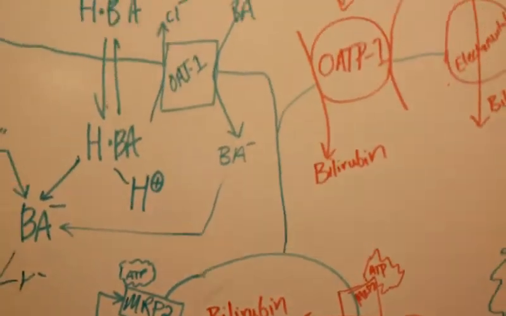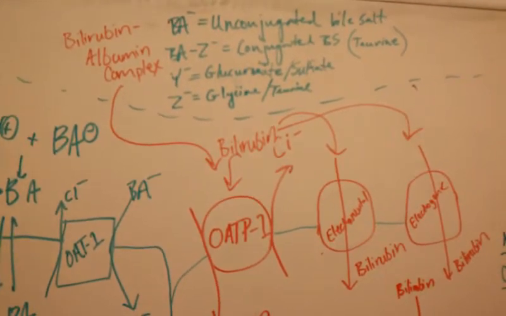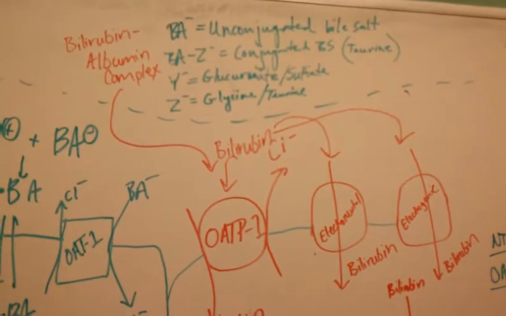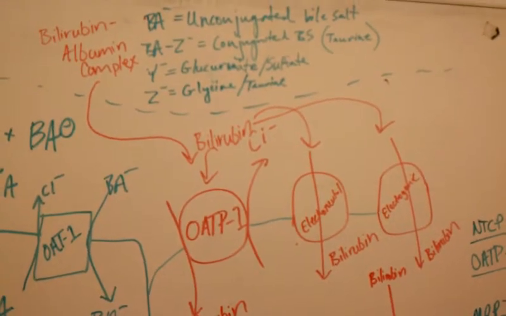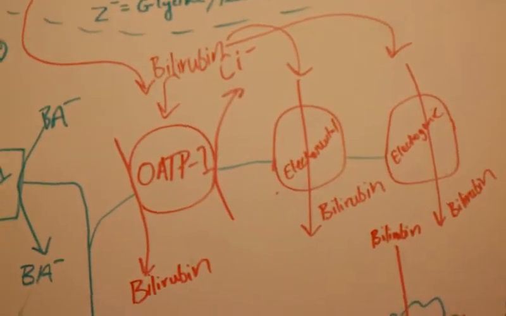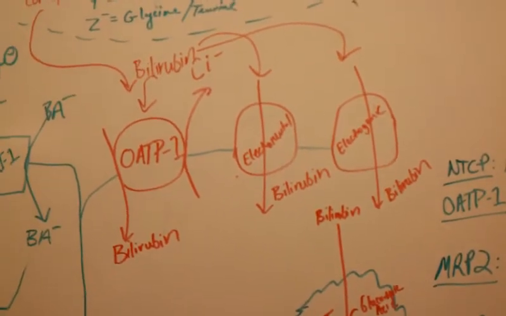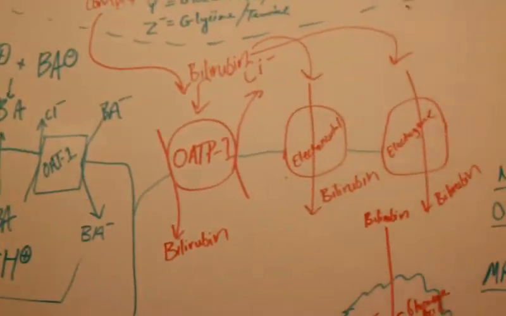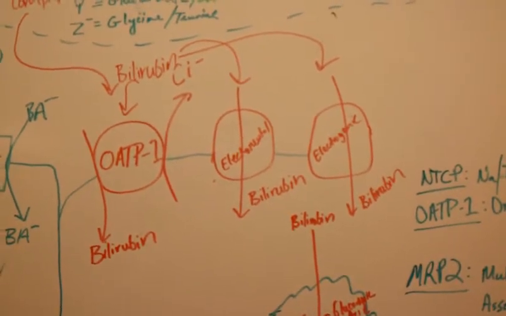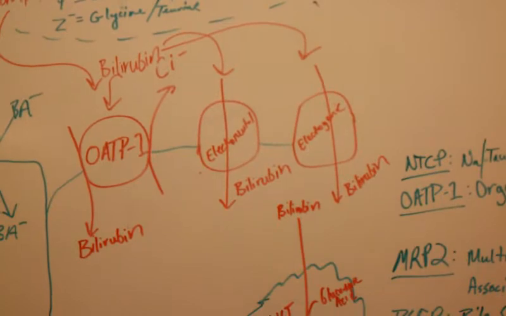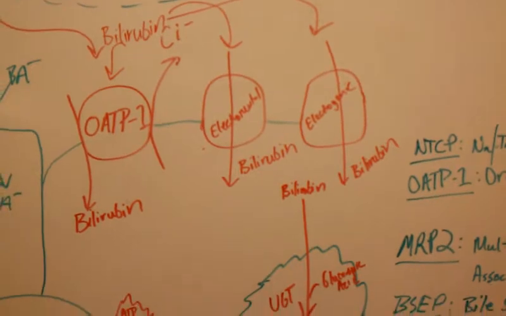Okay? The next pathway we're going to do is bilirubin. Now remember, bilirubin is coming in via the blood from other cells or hepatocytes bound to albumin because it's unconjugated, which means it can't travel in blood by itself. It's not water soluble. So albumin drops it off, and there are three ways it can get in, like Tariq showed us. Either it can get in via, just like we saw with bile acids, organic anion transport protein 1, bilirubin countertransport with chloride ion. It can get in through an electroneutral pathway or an electrogenic pathway.